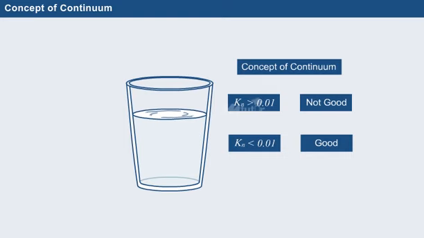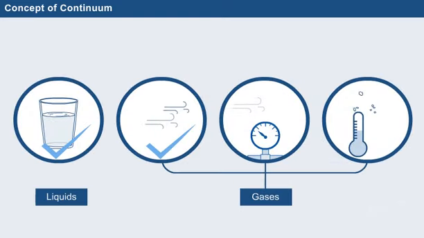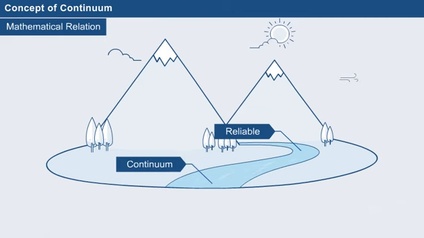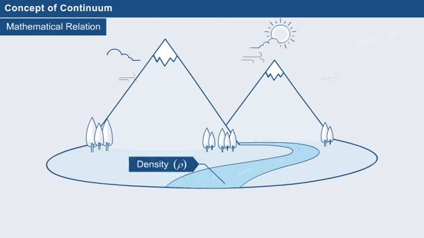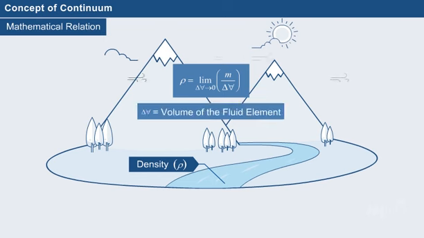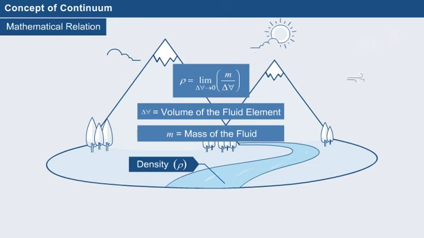The concept of continuum is found to be satisfactory for both liquids and gaseous forms except for gases at very low pressures or at very high temperatures. In mathematical relation, the fluid flow is considered as reliable and the fluid medium is treated as a continuum. For instance, density at some point of flow is expressed as rho is equal to the limit of delta m divided by delta V, as delta V tends to 0. Delta V is the volume of the fluid element. m is equal to the mass of the fluid.